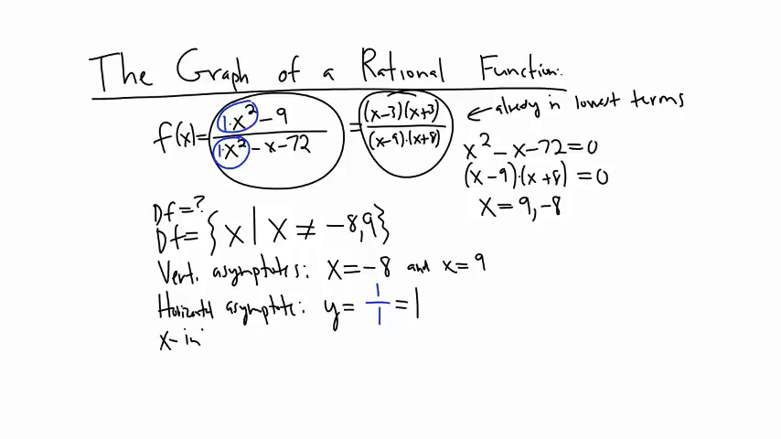How about x-intercepts? To do this, we take the fraction, set the numerator equal to 0, and solve. So we get positive 3 and minus 3. Check to see which, if any, are in the domain of f. They're both in the domain of f, so they're both x-intercepts.